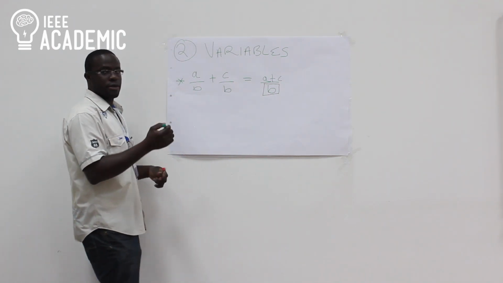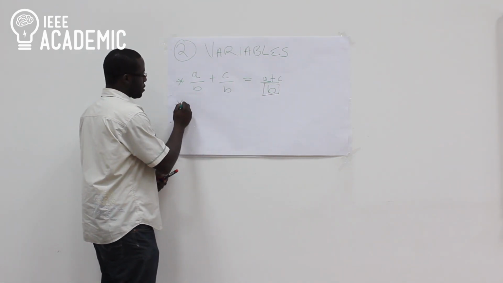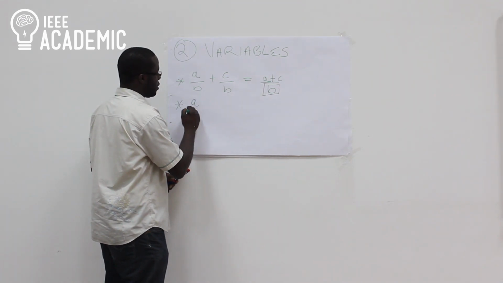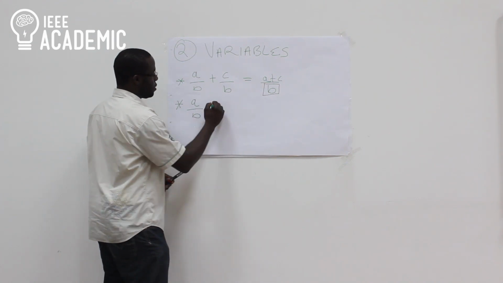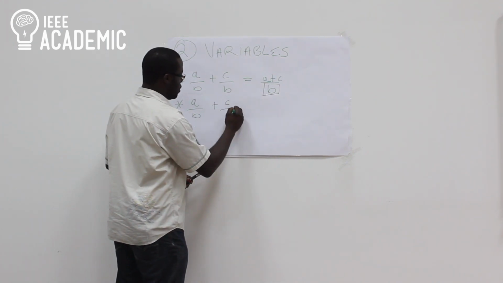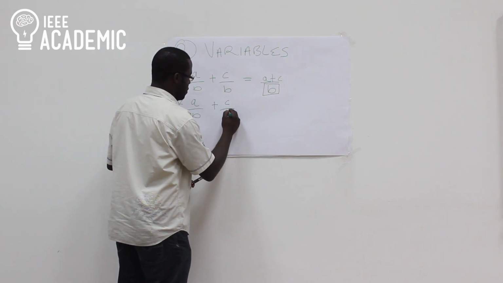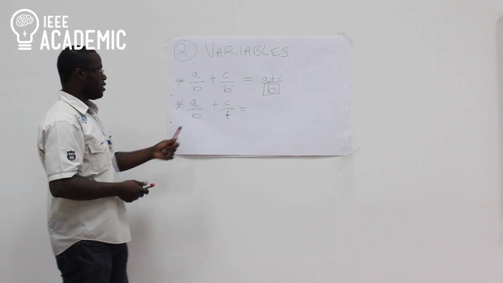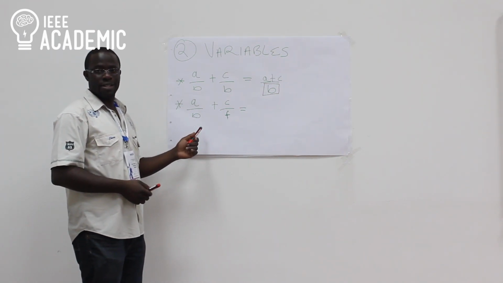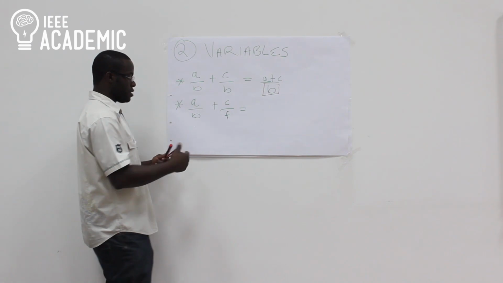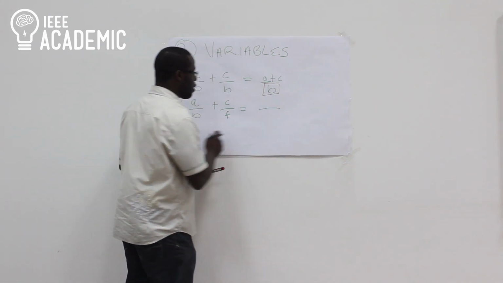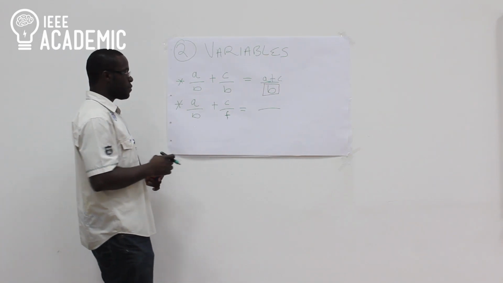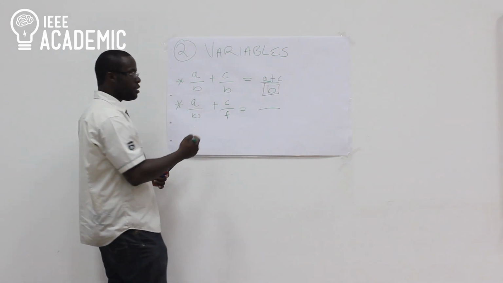Having said that, the next step will be to consider another scenario where you'd have A over B plus C over F. Let's write this properly. Note that in this case, the denominators are not the same. So in order for us to find a common denominator, this concept was introduced in our first series, you would multiply the two denominators together.